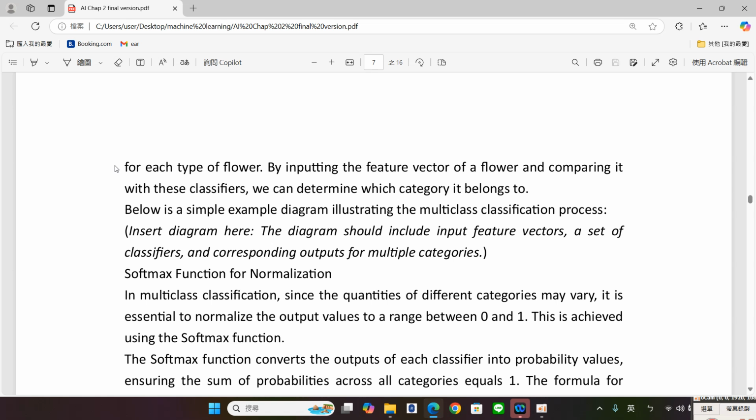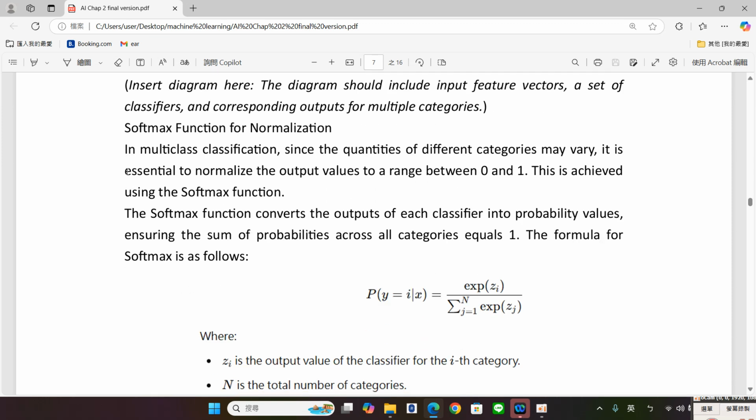The Softmax function for normalization in multi-class classification. Since the quantity of different categories may vary, it is essential to normalize the output value to range between 0 and 1. It is achieved using the Softmax function. The Softmax function converts the output of each classifier into a probability value, ensuring the sum of probabilities across all categories equals 1. The formula for Softmax is as follows.